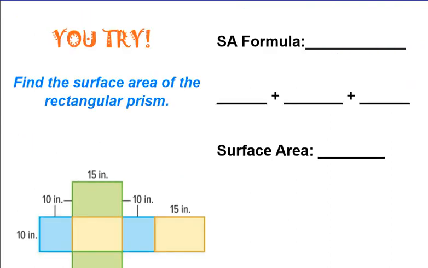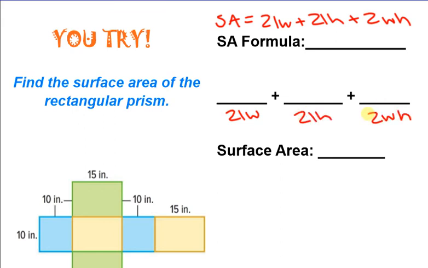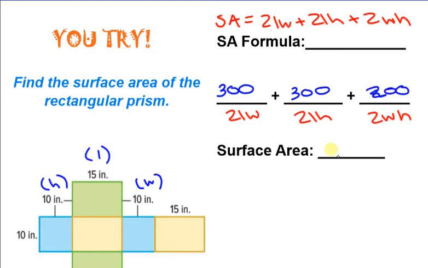All right, you try the next one all on your own. Remember to label the shape with L, W, and H. All right, if you're not done, go ahead and pause the video. If you are done, let's talk about it.